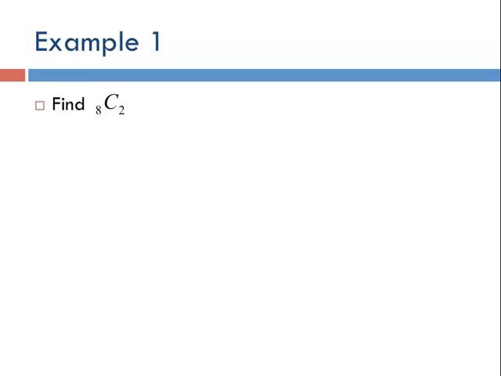So here we're just going to apply the formula just so we get used to it if we're not already used to it. So find 8 choose 2. We're just going to apply it right into the formula. So 8 factorial over 8 minus 2 factorial, 2 factorial. Now a couple of things. So factorial, for those of you who maybe don't remember, factorial means you multiply every integer value going down until you get to 1. So for example, 8 factorial means 8 times 7 times 6 times 5 times 4 times 3 times 2 times 1.